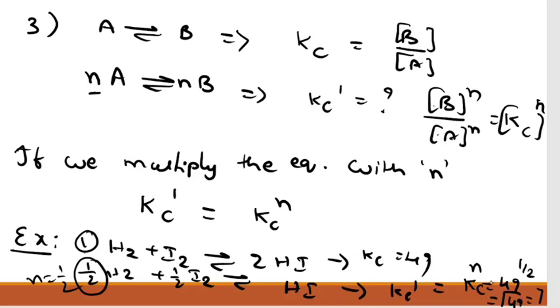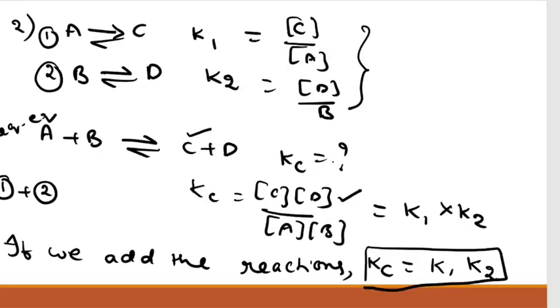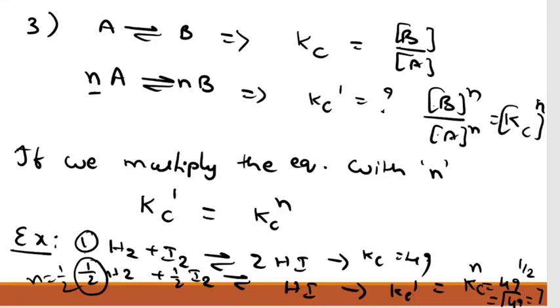This is how to apply the rules, or you can say the formulae, of equilibrium constant. All the three are very, very important. If we just reverse the equation, we have to take the reciprocal of the equilibrium constant. If we add two equations, we have to take the product of the equilibrium constants. If we multiply an equation with a number, then we have to take that number as a power of the old equilibrium constant for the new equilibrium constant.